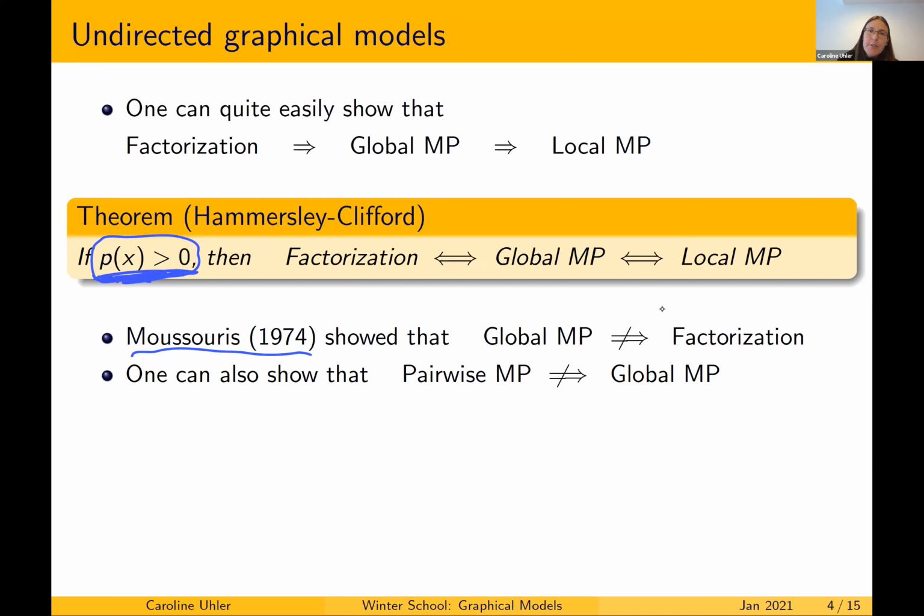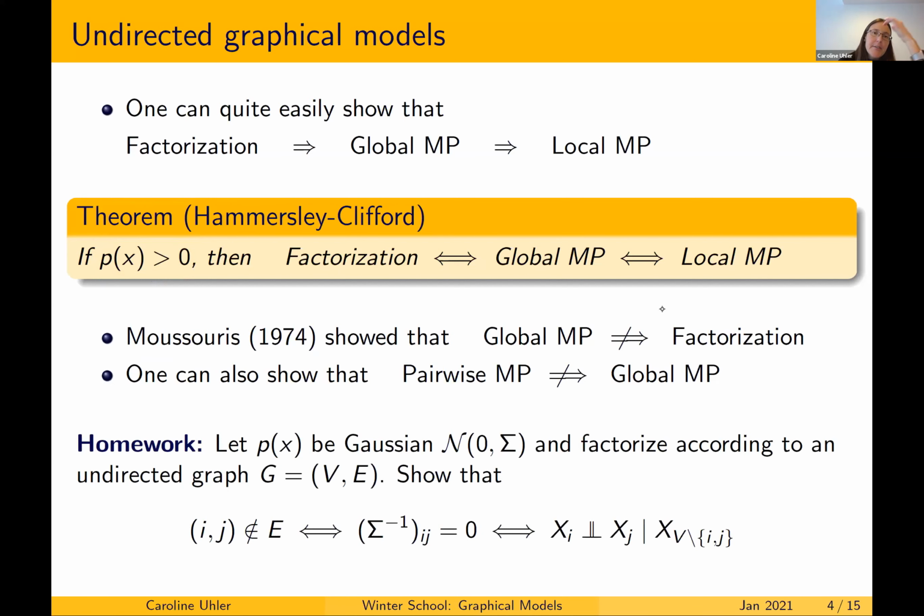Okay, so that's kind of the full story for undirected graphical models. And today we're really going to concentrate on undirected graphical models, and then tomorrow's lecture will be on directed graphical models. So today is on learning undirected graphical models. Tomorrow is on learning directed graphical models or directed acyclic graphs. And today I'm mostly going to concentrate on the Gaussian setting. So I have the Hammersley-Clifford theorem, right? Because the Gaussian is in fact strictly positive everywhere.